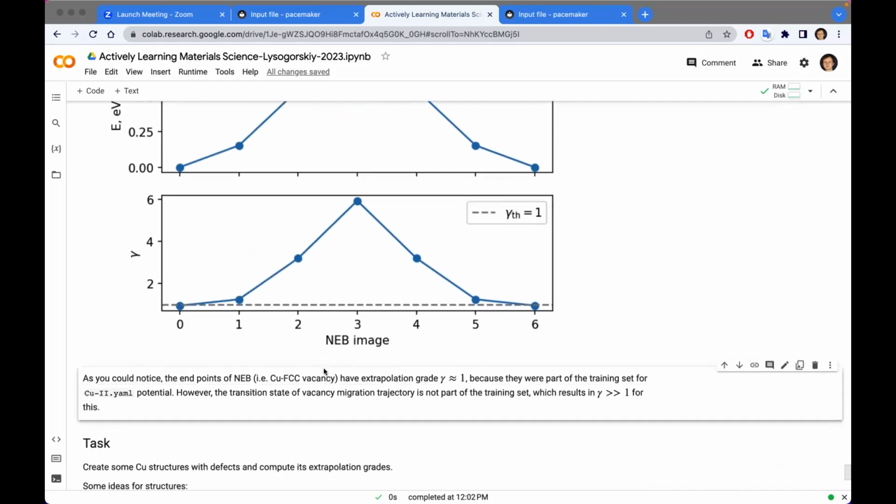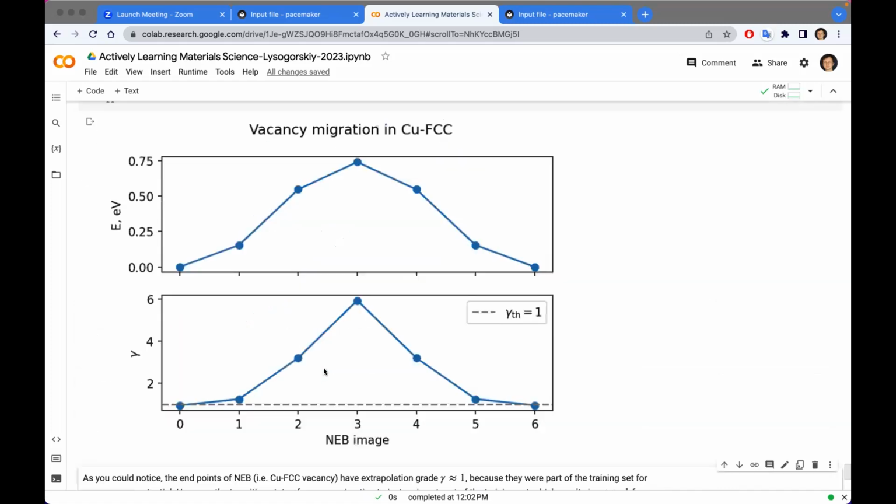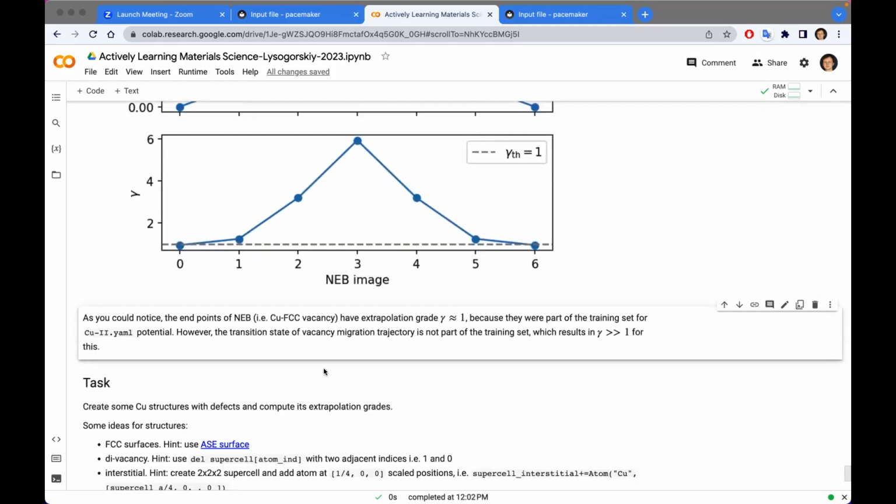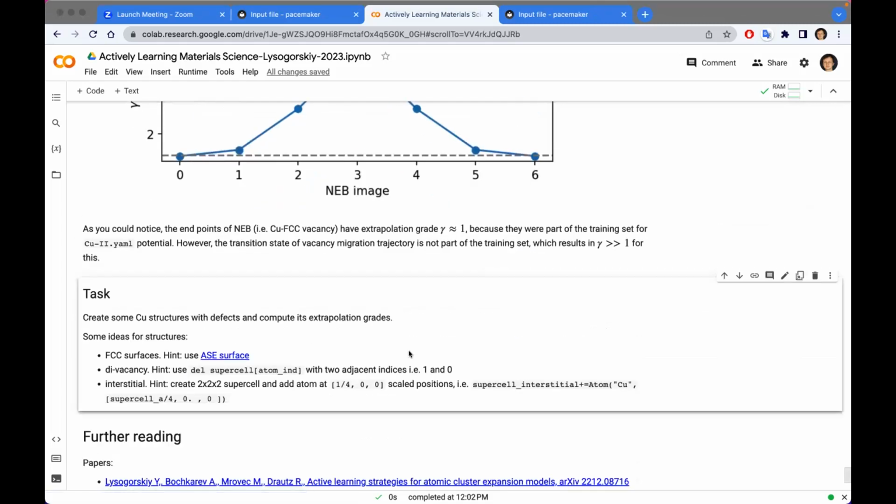Okay, I think I ran through all the notebook, and now there are just a few tasks for the rest of the time. I don't know how much time we still have. Yeah, then it's perfectly fine. Then you're free to try and discover what else was in our training set for this copper potential.